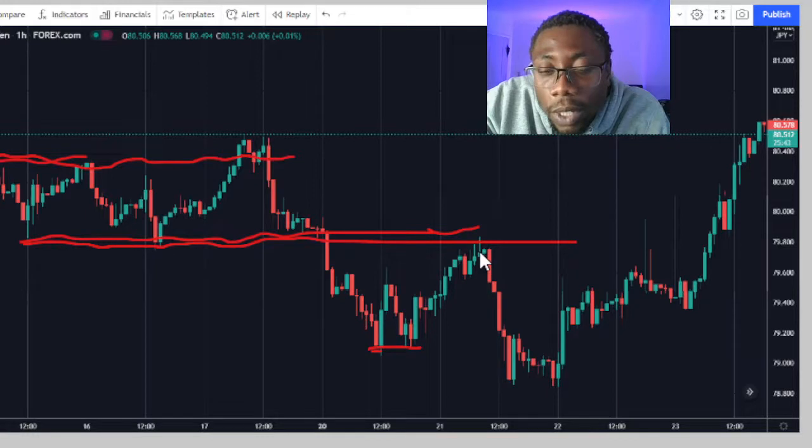Our stop and our targets are clear at this point. We could see that swing and the breakout, so we'd be targeting that swing to the bottom below here.